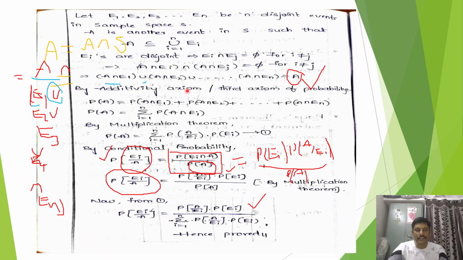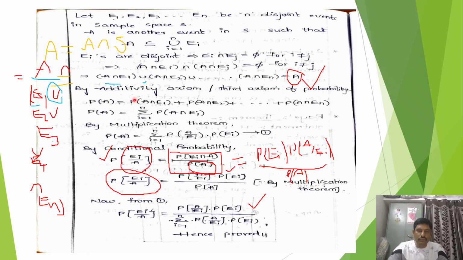So, is it clear? So you can write A is equal to A intersection E1 union A intersection E2 union so on A intersection En. If you observe the diagram also, you can easily find out A intersection E1 union A intersection E2 union so on A intersection En is equal to A. If you write this, half of the theorem is over. Now applying the probabilities on both sides.